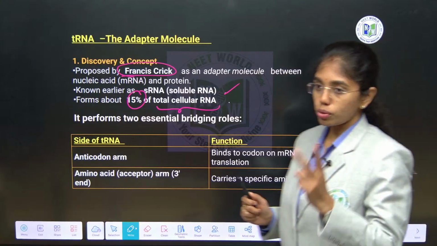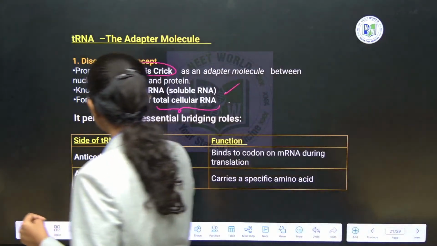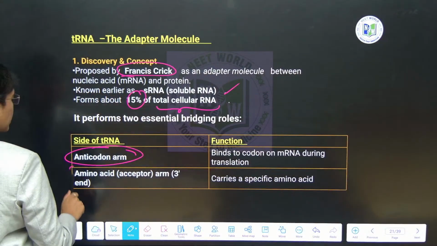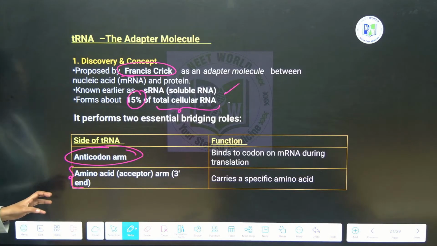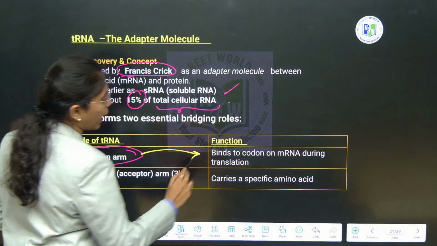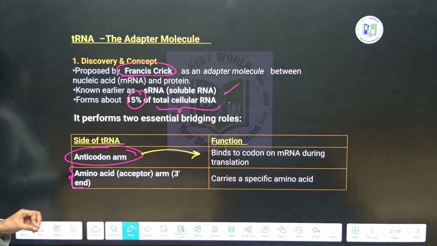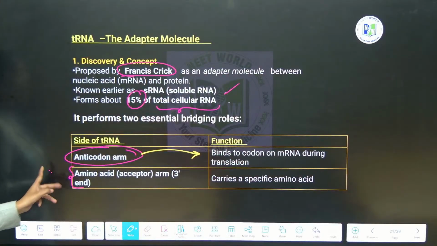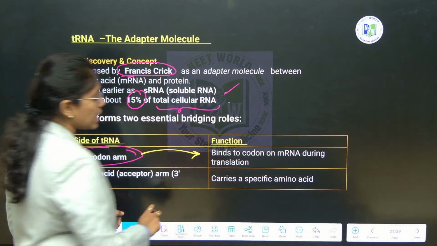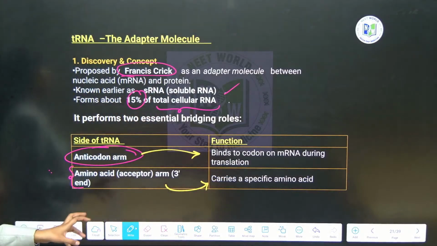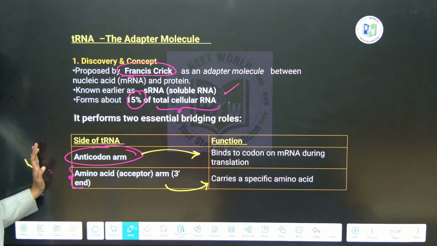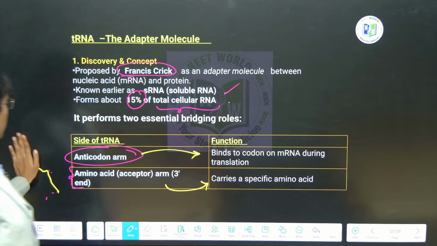It performs two essential bridging roles. One is the anticodon arm and the second is the amino acid acceptor arm. The anticodon arm will bind to the codon on the mRNA during the process of translation. The amino acid acceptor arm will carry a specific amino acid. Clear till here? Any doubt anywhere? Yeah, next.